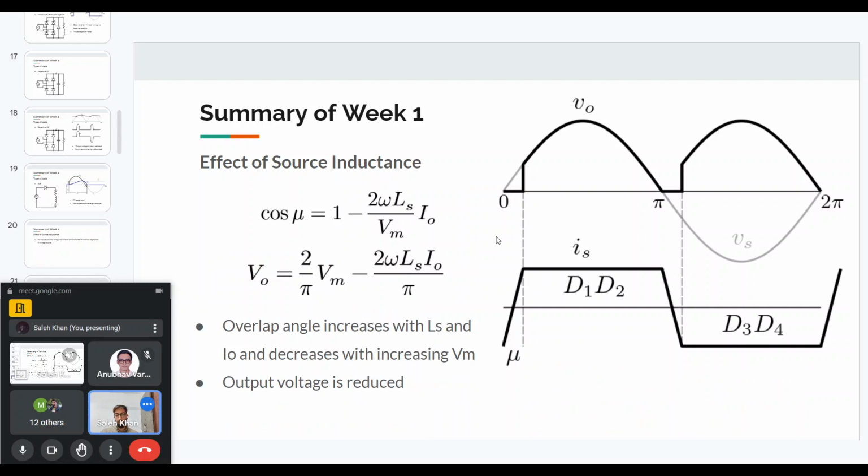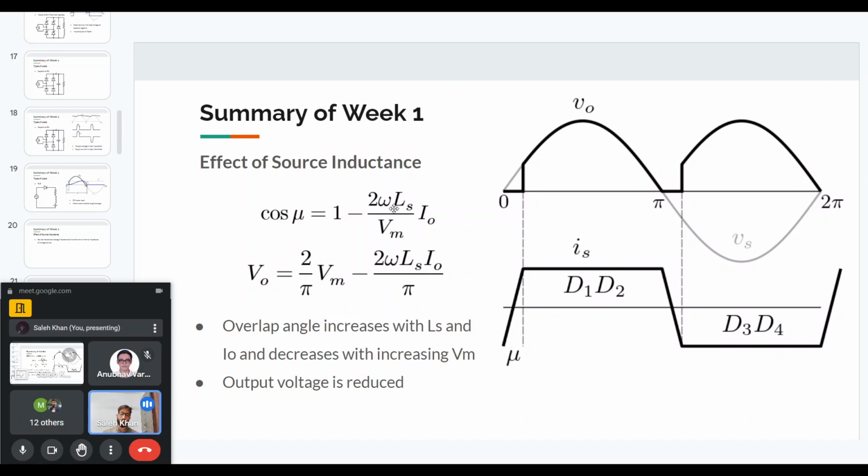So based on the inductor equation, L di/dt is equal to the inductor voltage. If you use that equation, you can find out how long this commutation interval, this mu angle, will be. So for this circuit, cos mu will be given by the first equation. And you can see that this overlap angle will increase with the inductance. Based on this equation, the overlap angle will increase with inductance and the load current.